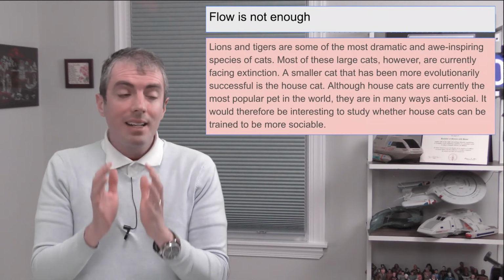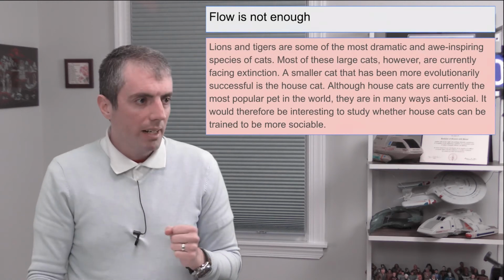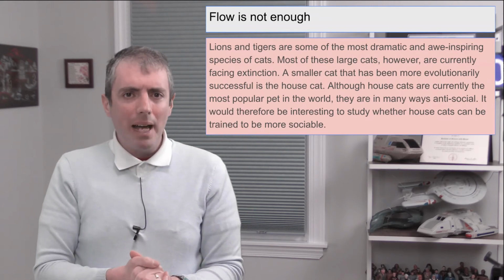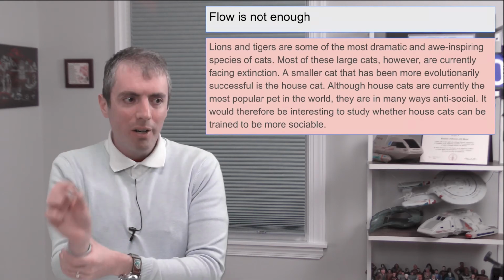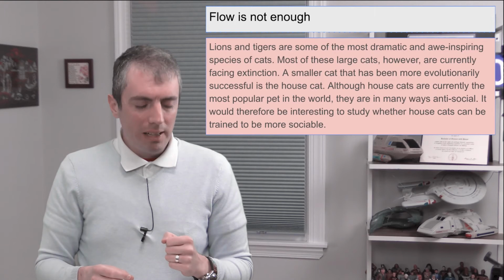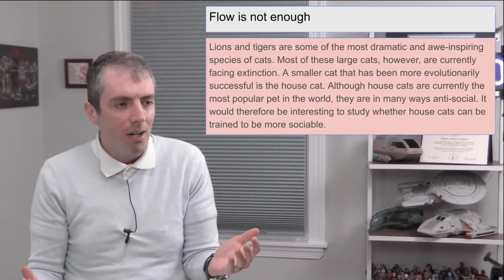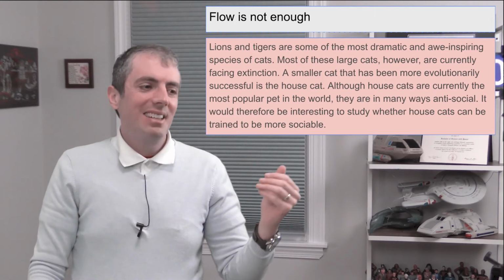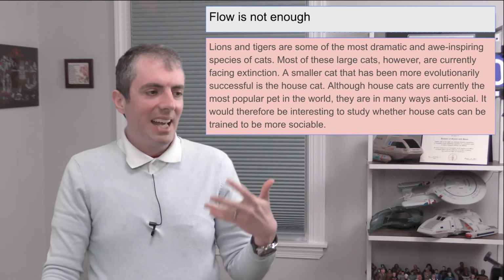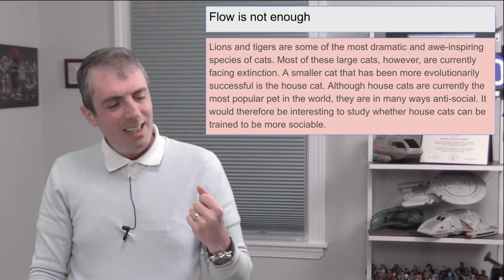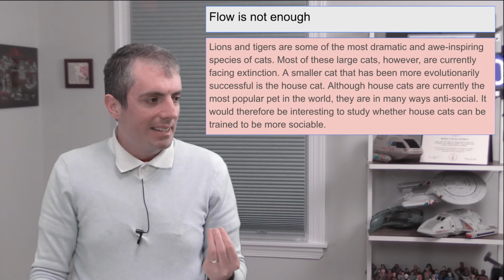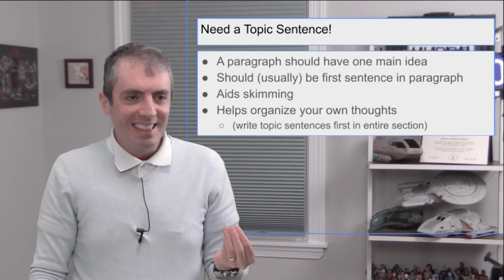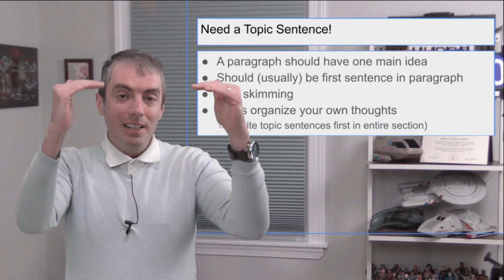But flow is not enough. So here's another example from Dreyer. A perfectly lovely paragraph with good flow between the individual points, but what is this paragraph about? You get to the end, and then there's this bit, whether house cats can be trained to be more sociable, that's kind of dancing around the main idea here. And what is the main idea? That needs to be at the very beginning.